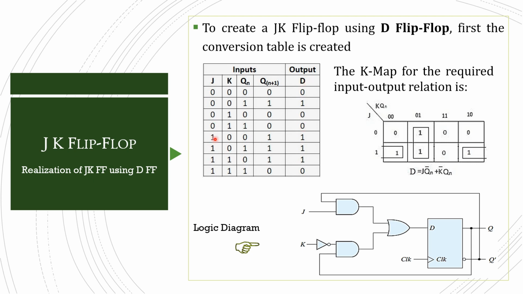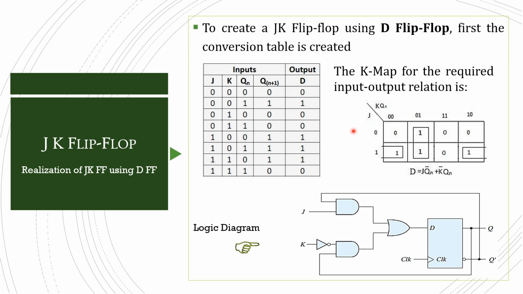Then for the 1, 0 combination, that is J is equal to 1 and K is equal to 0, the flip-flop should move to the set state. So whatever the previous state, it should move to the 1 state. So if Qn plus 1 is 1, then the D value should also be logic 1. And for the 1, 1 condition, the previous value will be toggled. If it is previously 0, the next state will be 1. If previously it is 1, it should be 0. So if Qn plus 1 is equal to 1, the D input should be 1. If Qn plus 1 is equal to 0, the D input should be 0.